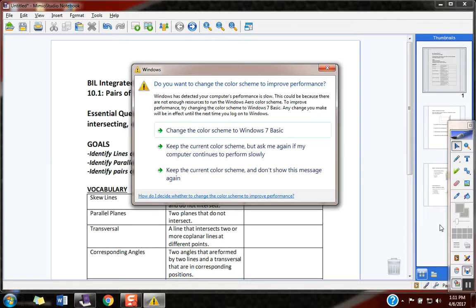So coincident lines are like the same line. One line right on top of the other.